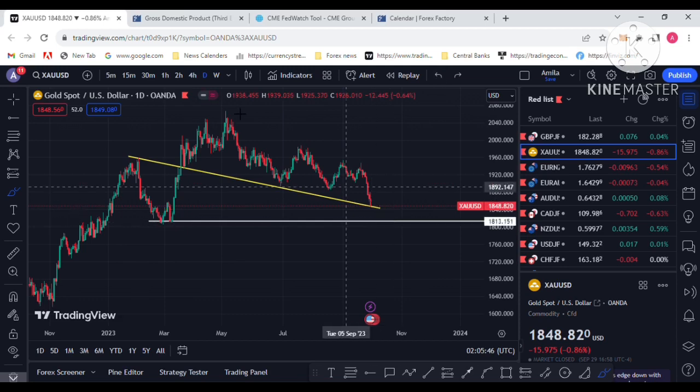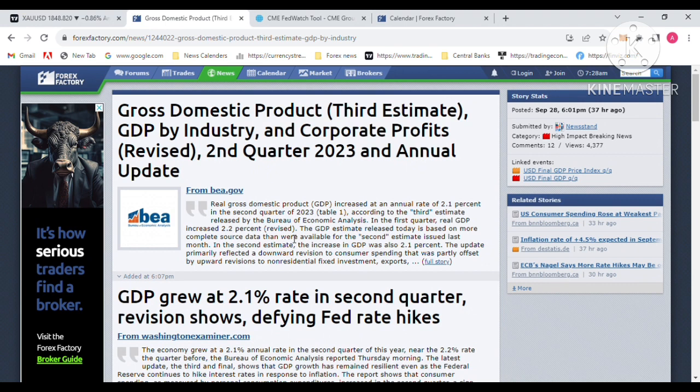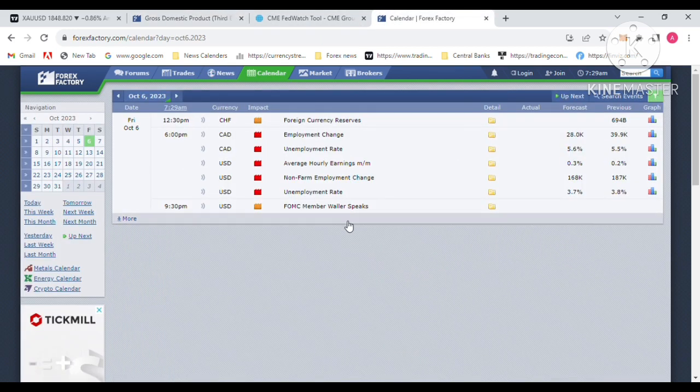Let's move to what economic data is coming. Last week GDP was released for the US dollar, and GDP grew at 2.1%. That is not negative data for the US dollar, that is positive. The previous figure was also 2.1%, and the actual released last week was also 2.1%. That is positive for the US dollar GDP.